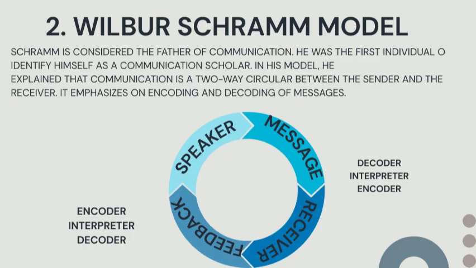The Wilbur Schramm model shows that communication is a two-way, continuous process between a sender and a receiver. Both take turns encoding, interpreting, and decoding messages. The cycle includes the speaker, message, receiver, and feedback. Feedback makes the process interactive, and shared understanding is achieved through constant exchange.